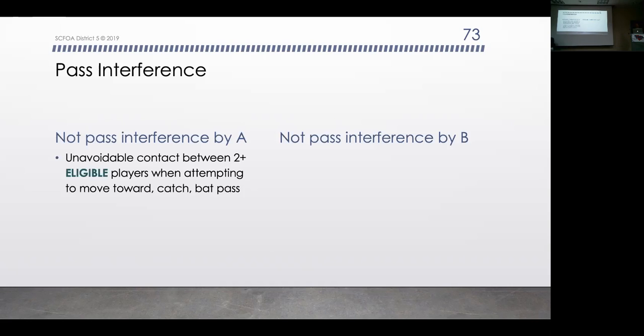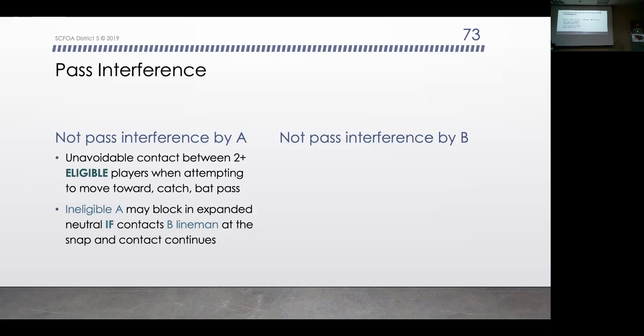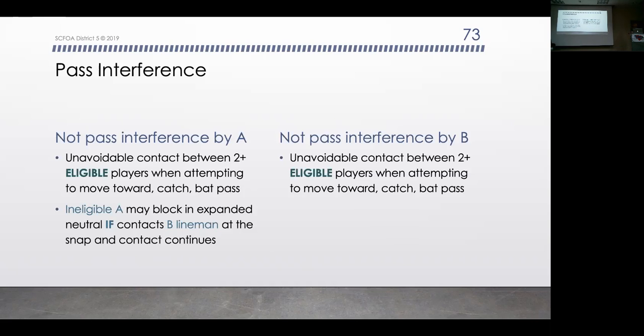Again, an eligible A player may block in an expanded neutral zone if they contact the B lineman at the snap and the contact continues. That's what we're talking about. If that lineman jumps up in the air to try to bat it or catch it, and A is blocking him, that is legal if it's in the expanded neutral zone under certain criteria. Not pass interference for B if there is unavoidable contact between two or more eligible players while attempting to move toward, catch or bat the pass. And remember, all the B players are eligible.